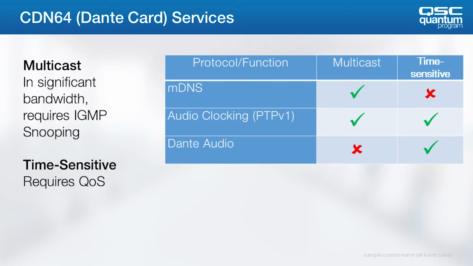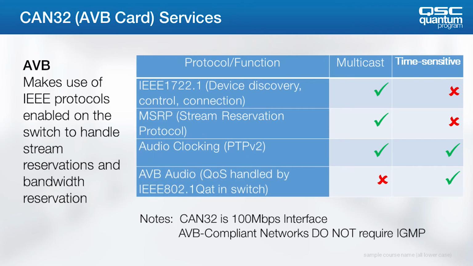The Q-SYS Dante card, or CDN64, supports some multicast and time-sensitive elements. Note that while Dante audio streams are unicast by default, they can be configured as multicast. Audinate does suggest the use of QoS to prioritize the audio traffic on the network. The CAN32, which is the Q-SYS AVB card, also supports multicast and time-sensitive elements. But remember, AVB requires special switch features that allow stream reservations and bandwidth allocations to happen automatically. These networks do not require IGMP snooping and filtering or manual QoS.